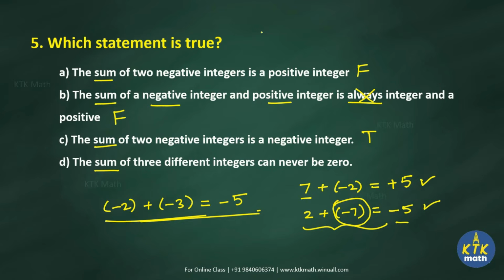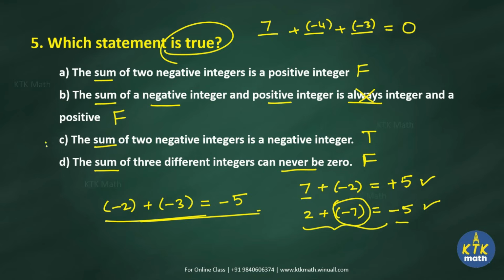One integer, two integers, three integers, they are saying you never get 0, but you may get 0. For example, if I give you 7, another one minus 4, and another one minus 3, what is the answer of this? 0, right? So it can be 0, but what they are saying is it can never be 0. So this is false. Therefore the true statement is the third one. For the fifth question, your answer is option C.